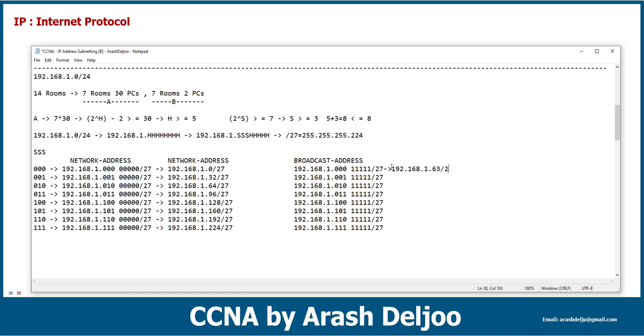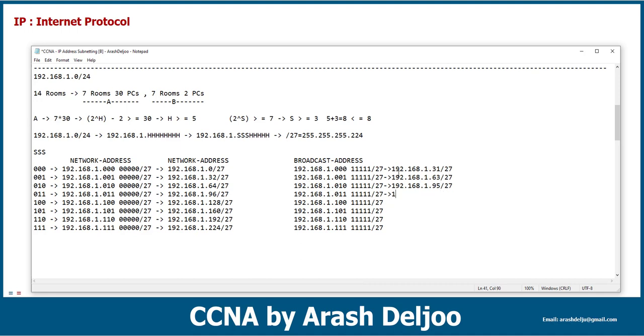192.168.1.63/27. You know that the broadcast address has a value one less than the next network address. This is a shortcut. And after that, for the next broadcast addresses for the next networks, we have 192.168.1.95/27. After that, here we have 192.168.1.127/27. This is the /27.